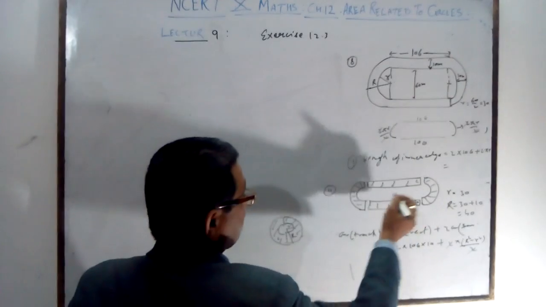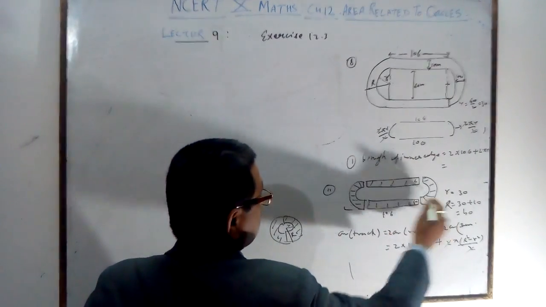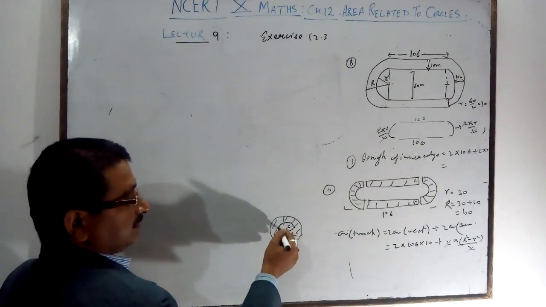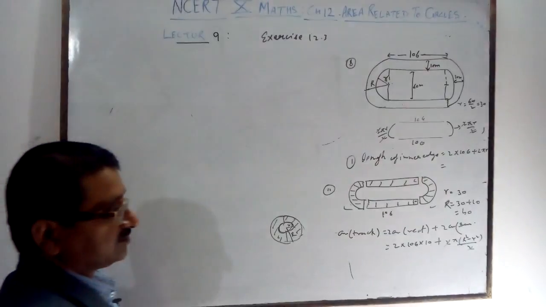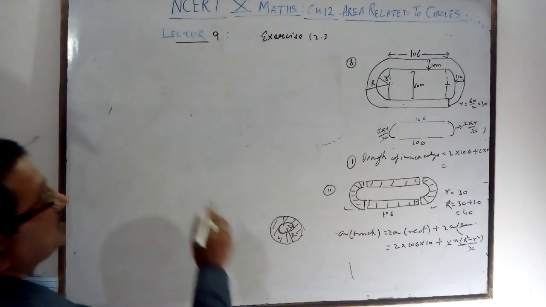These two form a circle. This figure and this figure together, you join, you will get it like this, inner circle and outer circle. So pi capital R square minus small r square. Put the values and get the result.